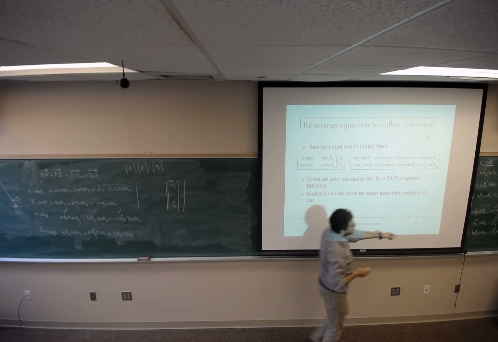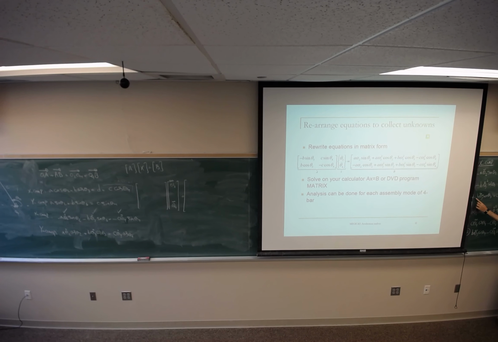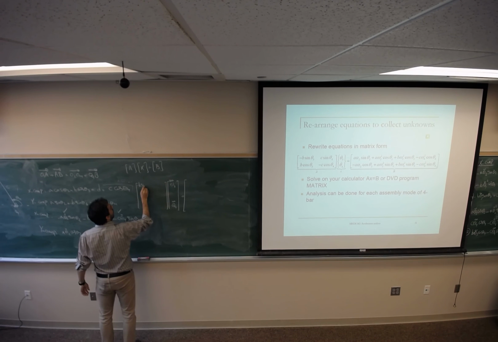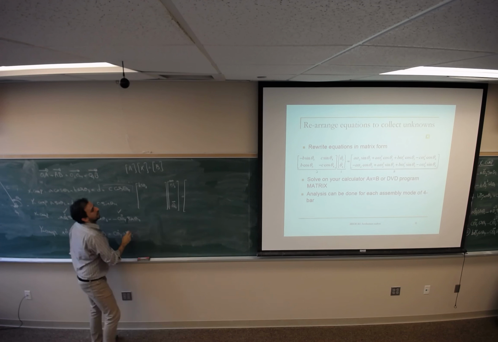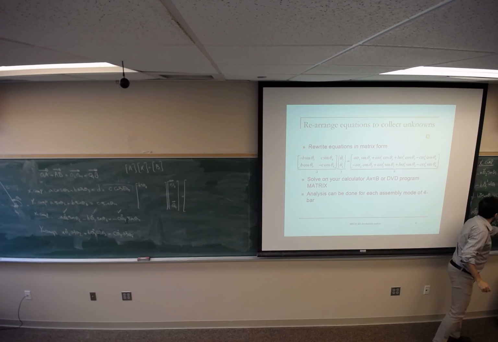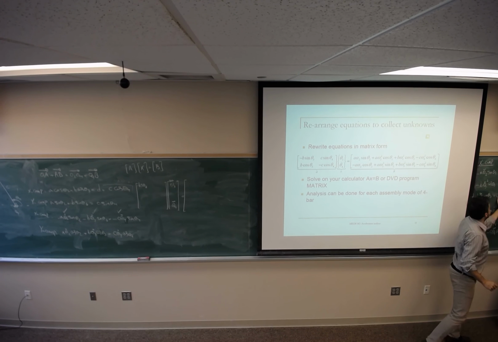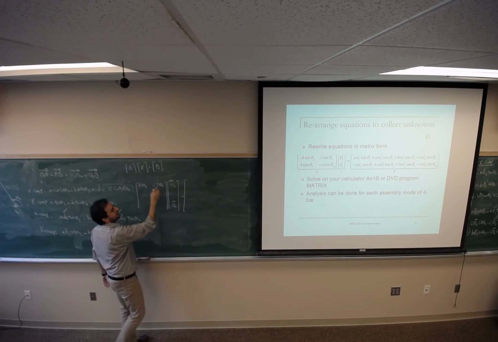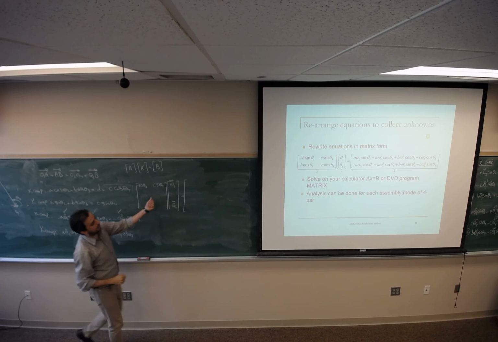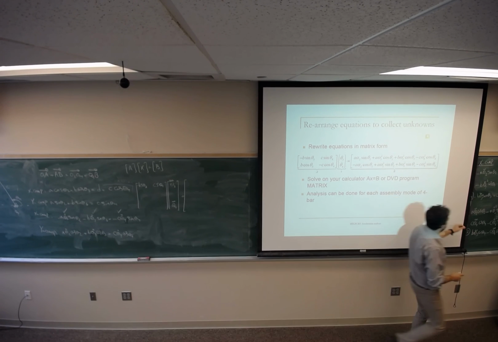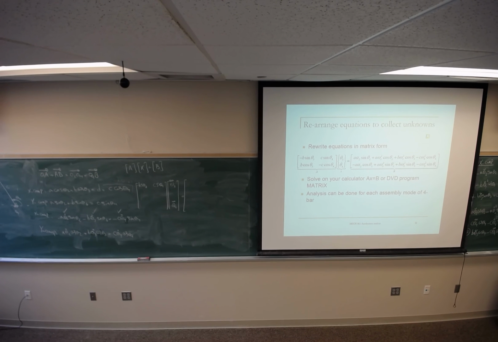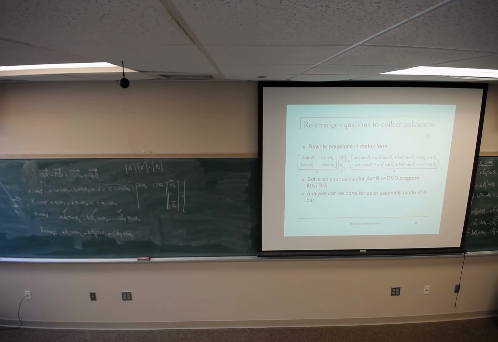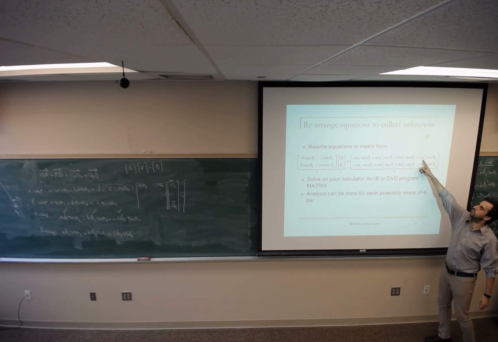The coefficient of theta double dot 3 is negative b sine of theta 3. S theta 3 means sine of theta 3. The coefficient of theta double dot 4 is positive c sine of theta 4. And on the right side, just write this part: a alpha 2 sine of theta 2 plus a omega 2 squared cosine of theta 2 plus b omega 3 squared cosine of theta 3 minus c omega 4 squared cosine of theta 4.